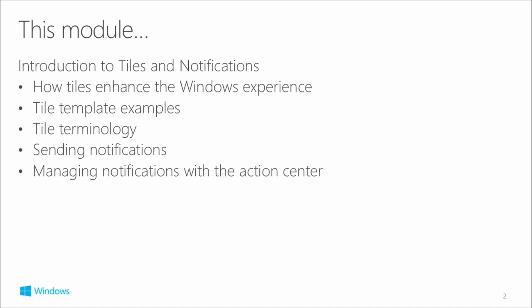Then we're going to look at sending notifications. How do we send notifications locally? How do we send notifications through a push notification service? And then we're going to look at managing our notifications with the Action Center. The Action Center is new to Windows Phone 8.1, and in addition to being a fantastic experience for our users, it also has an API, which makes it a fantastic experience for developers.